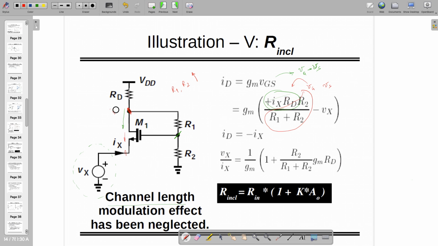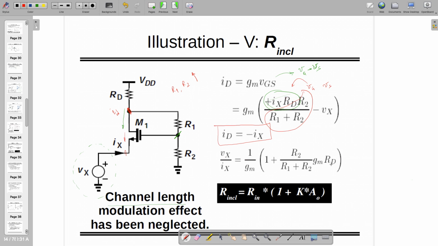So if this is ID and Ix, they are equal and opposite in direction, so it has to be minus. If you replace that in that equation, what are you going to see? You're going to see that Vx by Ix is equal to 1 by Gm times 1 plus R2 by R1 plus R2 times Gm RD.